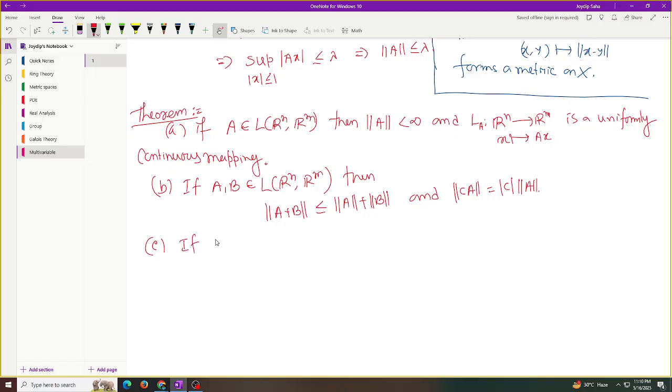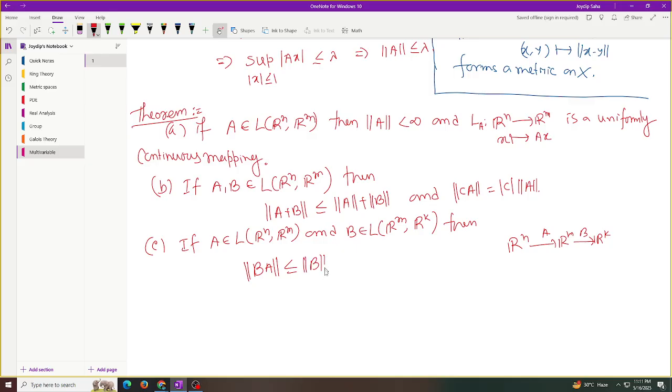If A belongs to L(R^n, R^m) and B belongs to L(R^m, R^k), then norm of AB, sorry, not AB, because R to the power n to R to the power m is A, then R to the power k is B. So at first B, then A. Norm of BA is less than or equal to... so these are theorems.